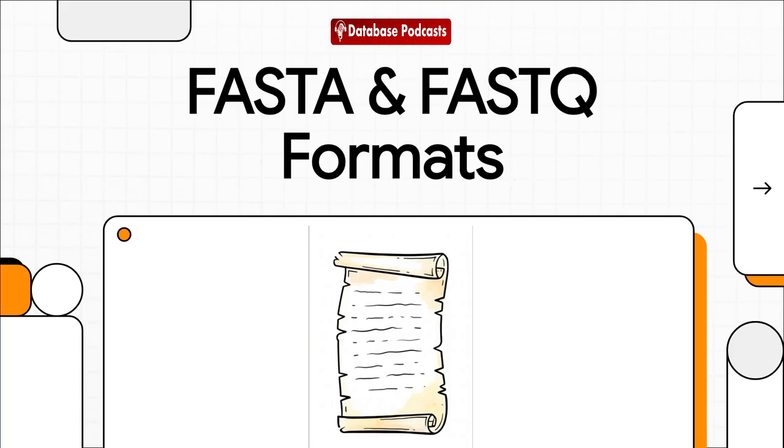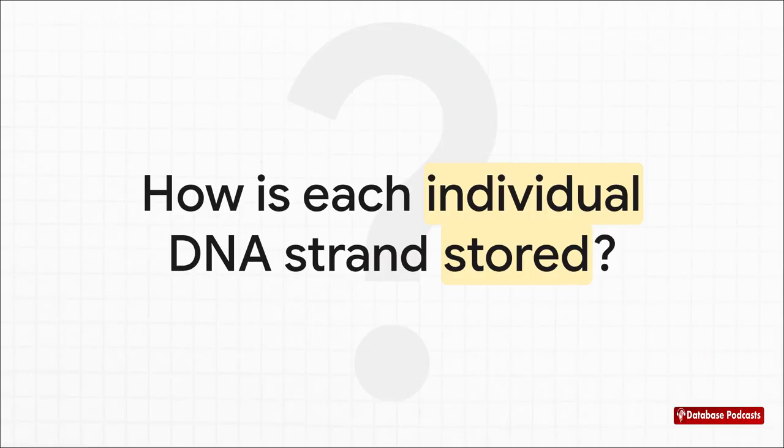Let's get into it. So, picture this. You have these incredible sequencing machines just churning out mountains of genetic information. I mean, a single run can produce terabytes of data. That creates a massive question, right? How do you organize all of that? How is every single little strand of DNA or RNA captured and stored in a way that's even remotely usable?